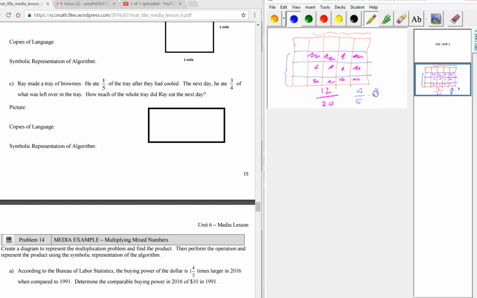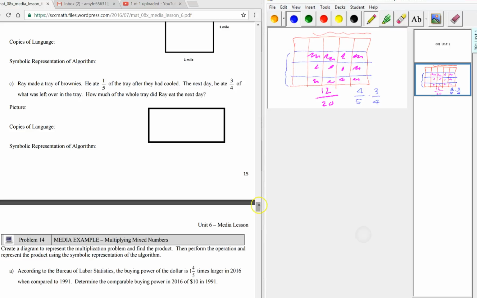So 4/5 times 3/4. I know we love to simplify first and get the result of 3/5, but sometimes that makes it more difficult for them to see the connection between multiplying the numerators and the denominators and what it means in terms of the unit.